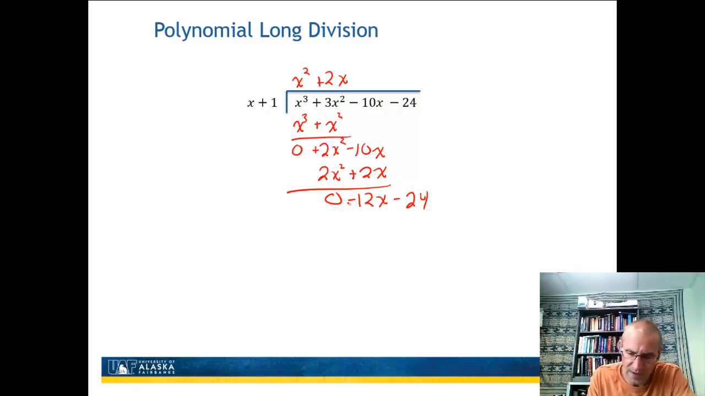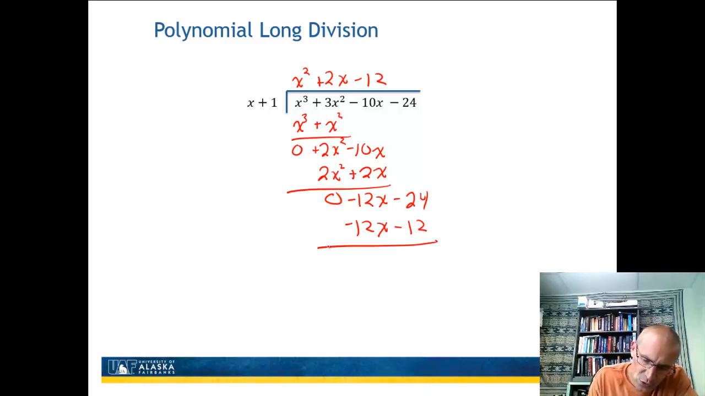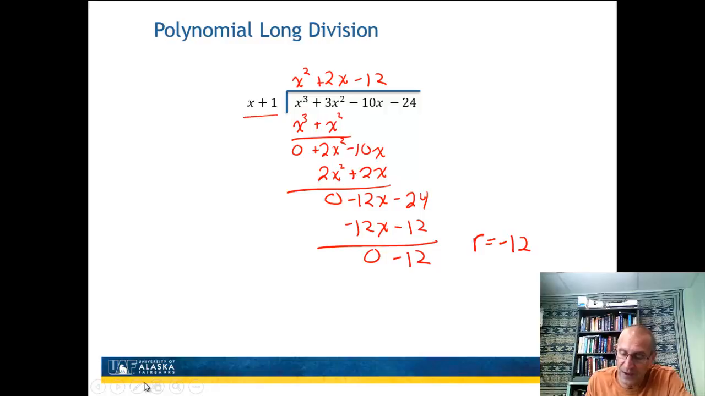So now I've got minus 12x. I'll put minus 12 up there, minus 12x, and then minus 12. If I subtract that, subtracting the negative 24 and a positive 12 effectively, this ends up with minus 12. So I have a remainder of minus 12 when I did this division. The important thing to note is that this means x plus 1 was not a factor of that polynomial because I had a remainder. If I didn't have a remainder, then it would be a factor.